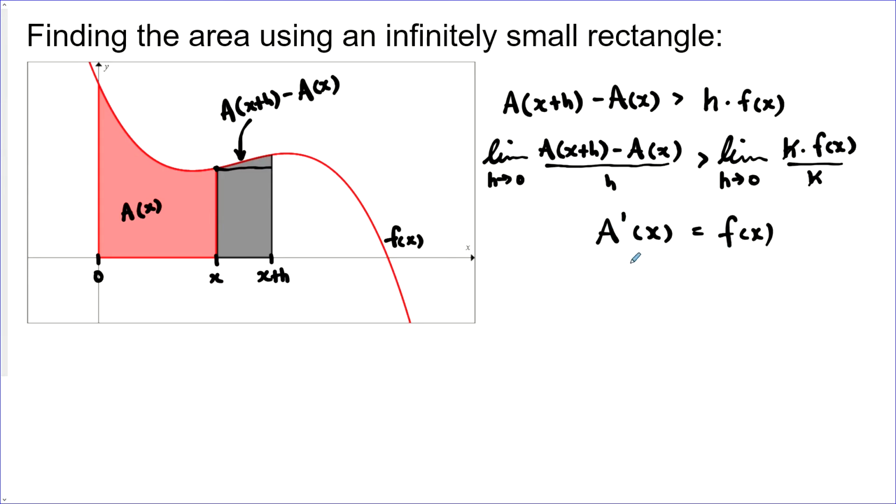Now, you're looking at this and probably thinking, yeah, but we want to find the area, and what you have here is the derivative of the area. So we need to take the antiderivative of both sides.